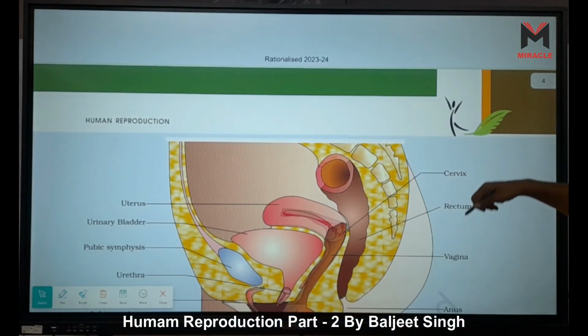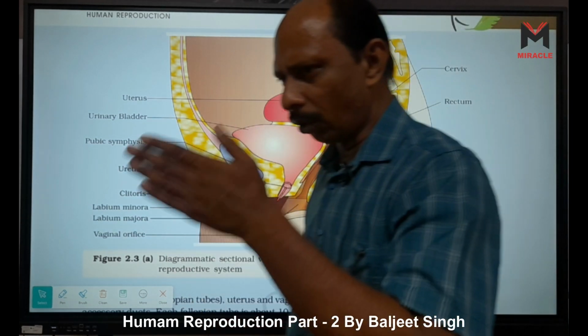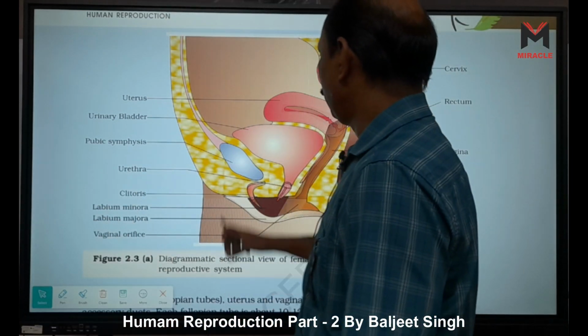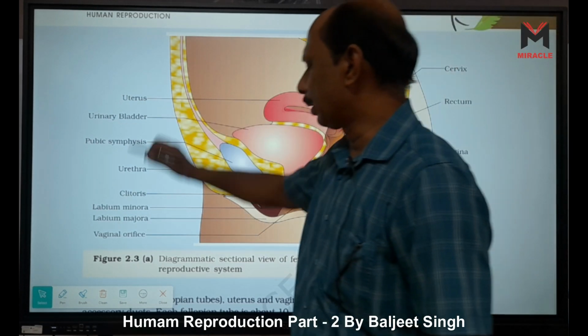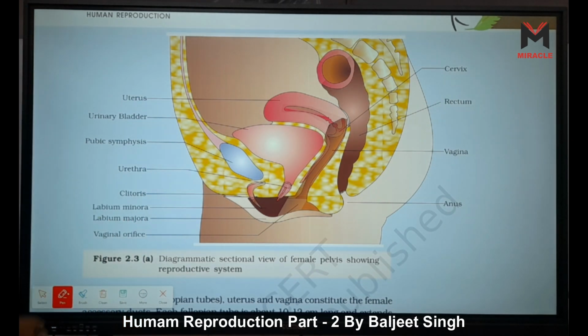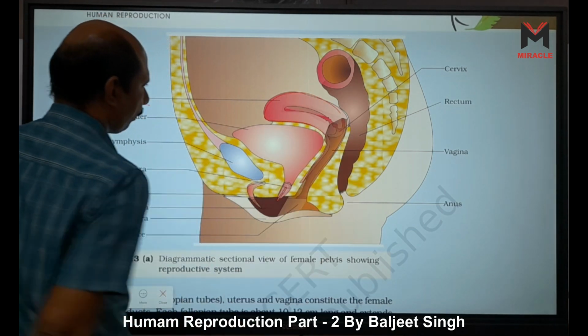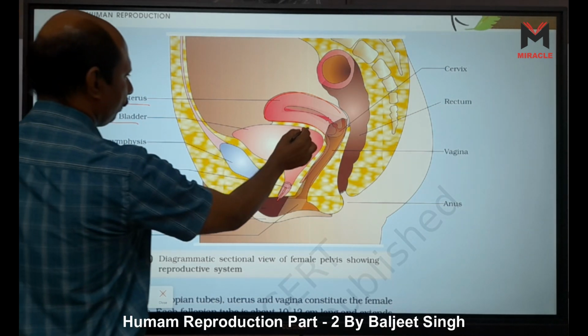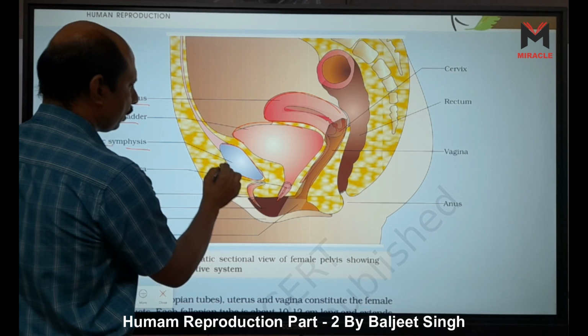Now here a structure is given. This is the LS, longitudinal section of a female structure, right? And you can see here, this is the piriform shaped uterus. You can see here the location of these different parts of the body. This one is the uterus, right? That is the urinary bladder. Then after that, the pubic symphysis, and you know where the pubic symphysis is present?